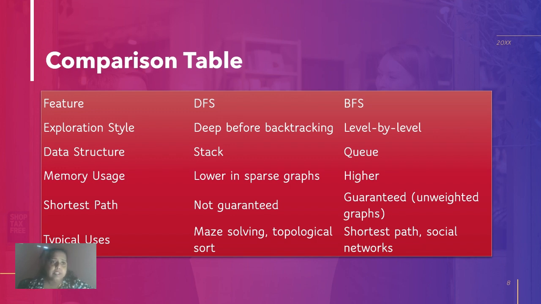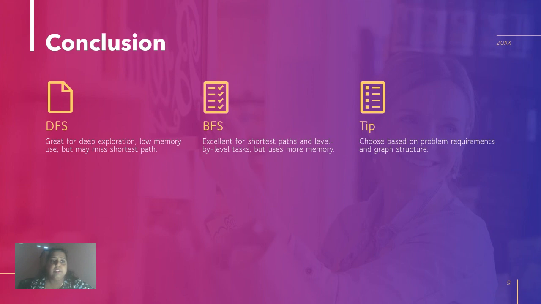So in conclusion, we can say DFS is great for deep exploration and low memory use, but may sometimes miss the shortest path. BFS is excellent for shortest paths and level by level tasks, but uses more memory. So the tip is to choose based on problem requirements and graph structure.